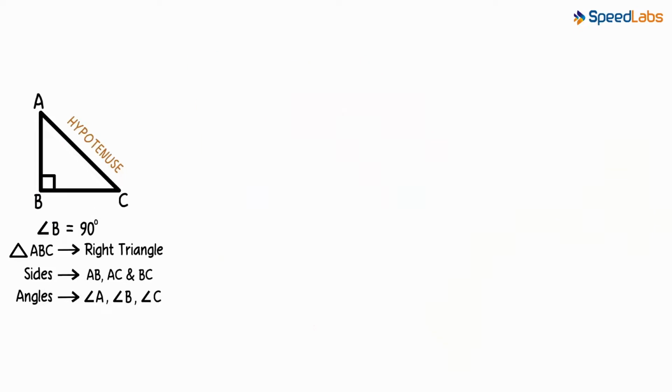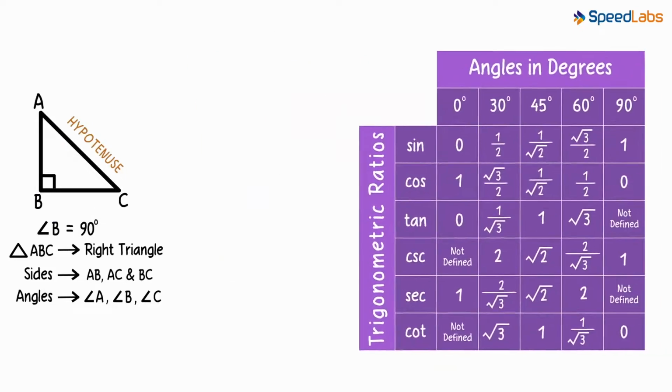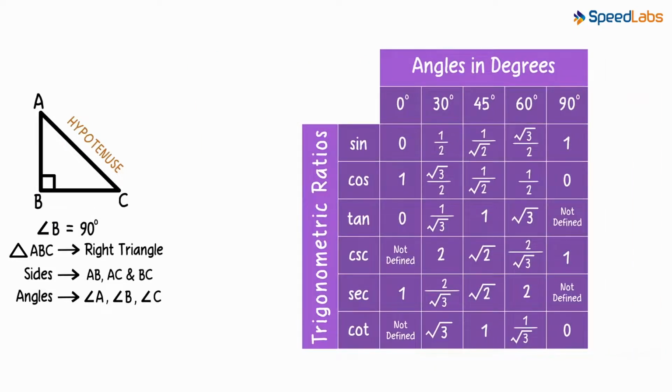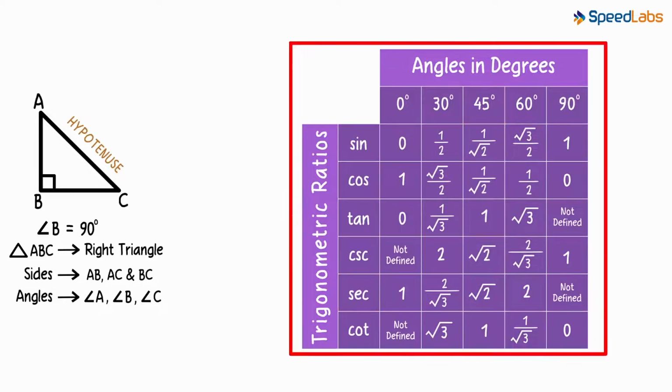There is something else we need to know, and that is this table. What does this table represent? It gives the trigonometric ratios at particular angles. Sine 30 is 1 over 2, tan 60 is square root of 3, sec 45 is square root of 2, and so on. Do we need to remember the complete table?